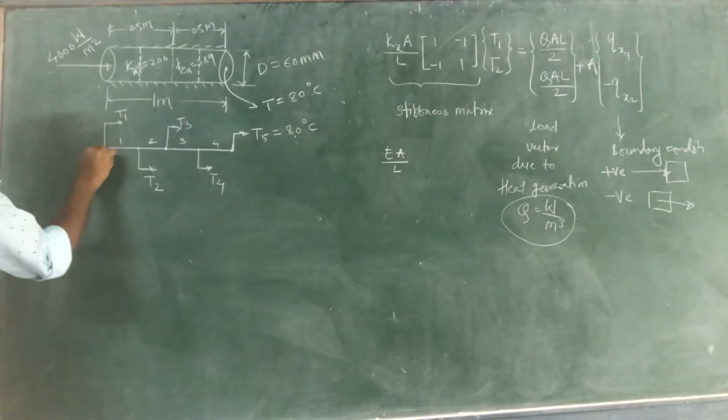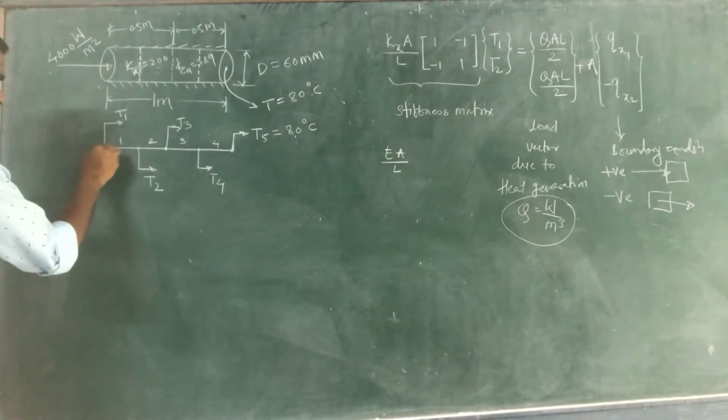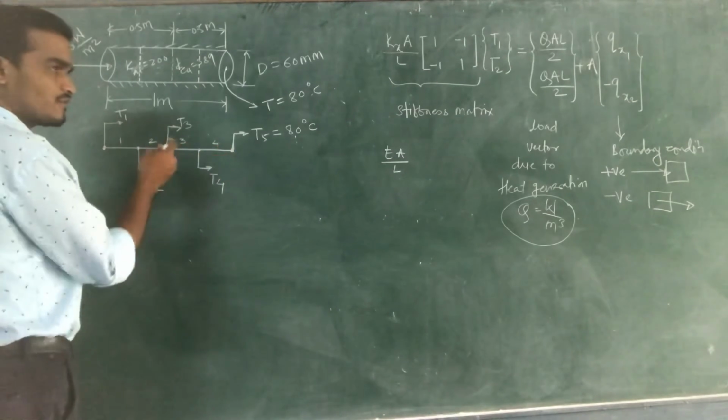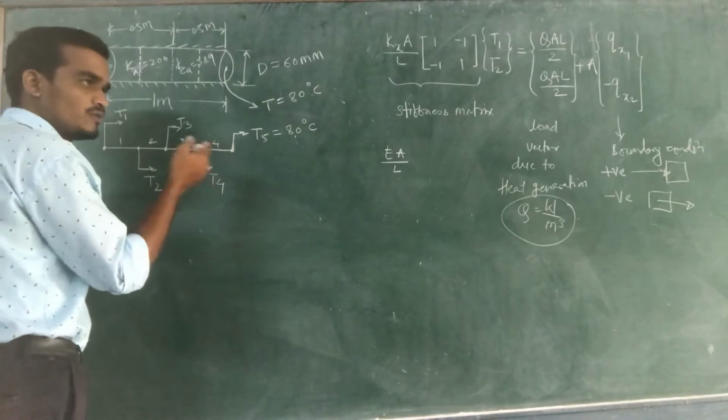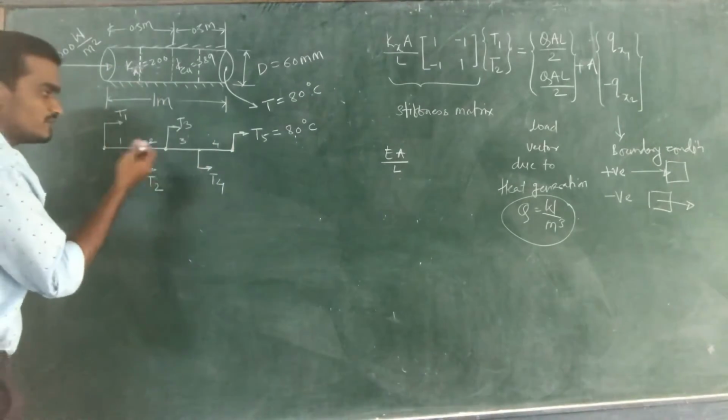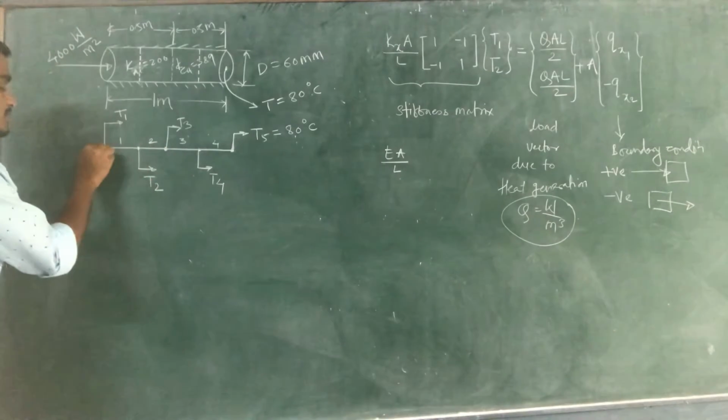Then there are 5 nodes, 1, 2, 3, 4 and 5, because there are 4 elements. There should be 5 nodes in this. From this problem you will get the 5 nodes because there are 4 elements.